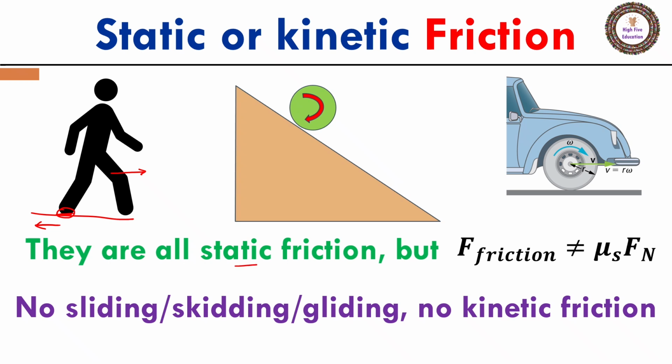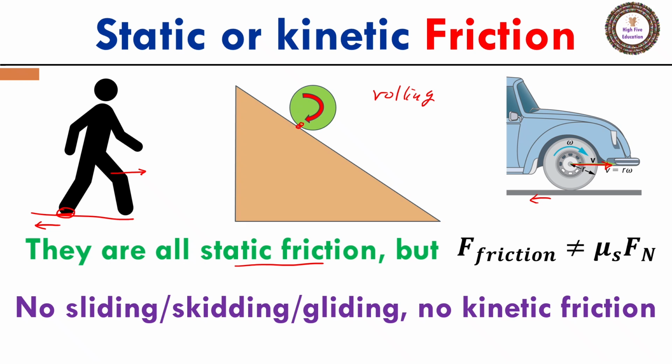So it's static friction. And for a pure rolling ball, it's the same. The contact point between the ramp and the ball, there's no real relative motion. There's only a potential motion. So it's static friction. We're going to discuss more about this situation when we discuss rotation. And the same for the car. The tire is pushing the floor or the road. The road is pushing the car.